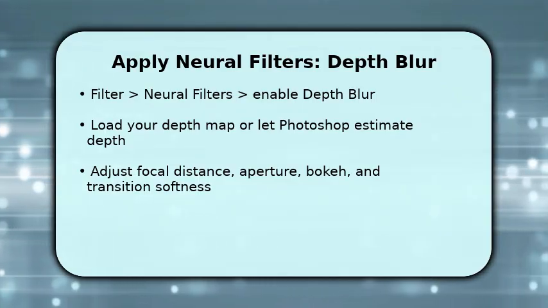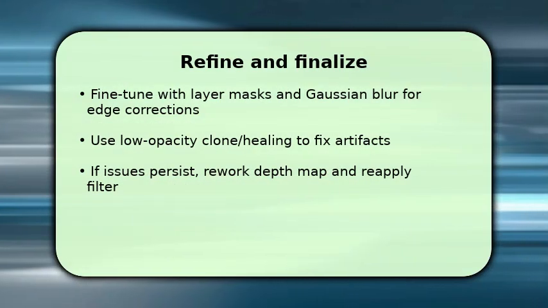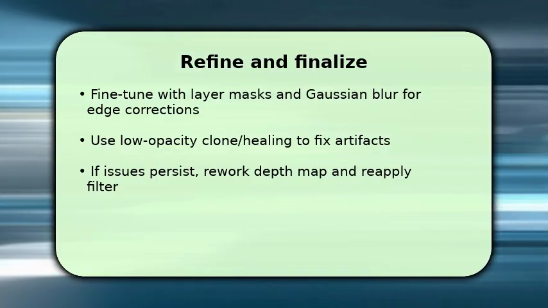Finish by refining edges and correcting artifacts. Add a layer mask to the depth blur output and paint with a soft brush to restore detail in edges or hair. Use a low-radius Gaussian blur on the mask edges if needed. If you spot haloing or wrong plane focus, don't fight the filter. Return to the depth map, smooth transitions, and rerun the filter.